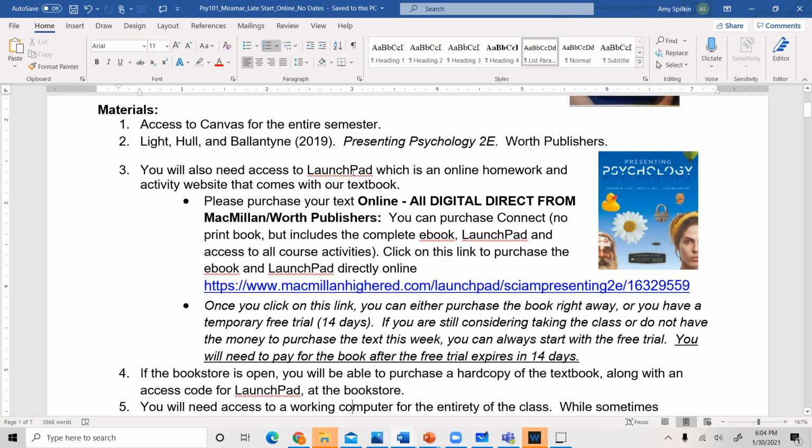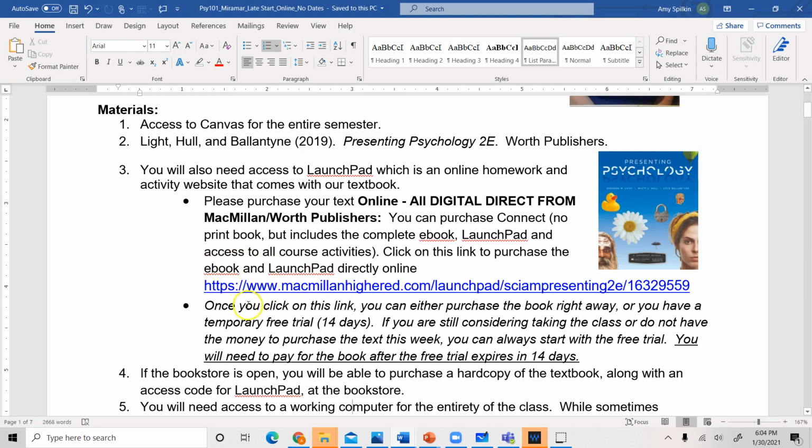The easiest way to purchase this is to purchase online in an all-digital, direct format right from the publishers. The syllabus is posted for you online, and so you can just click this link in the syllabus and it'll take you right to the place for you to purchase your textbook as well as Launchpad. I also have links in Canvas that will take you directly there as well.